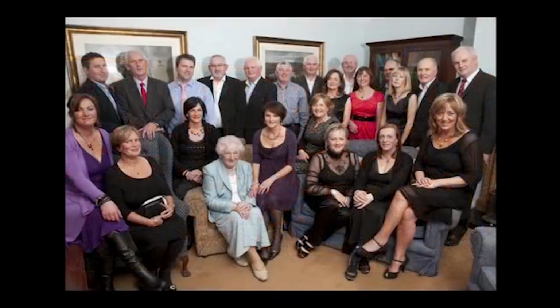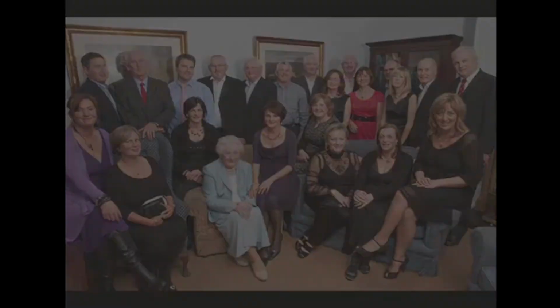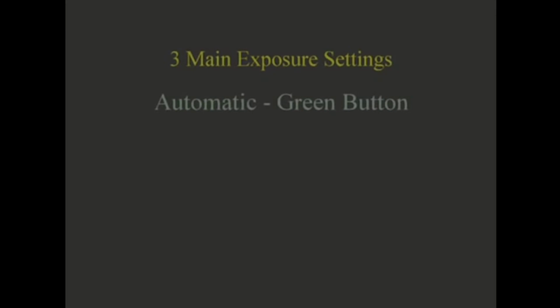To finish the video, I'll give a quick summary of exposure modes. There are three main types of exposure settings. The automatic A button is often green or blue, and it gives the camera complete control over the aperture and shutter speed settings. It's great for a quick and easy way to grab a shot, but it doesn't allow for creative control over the image.